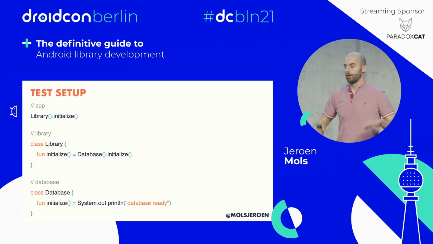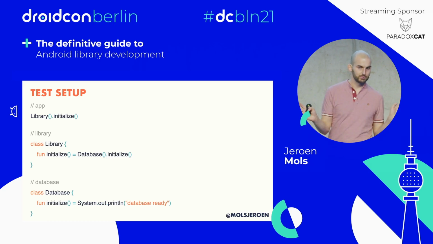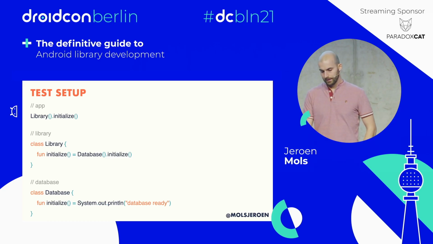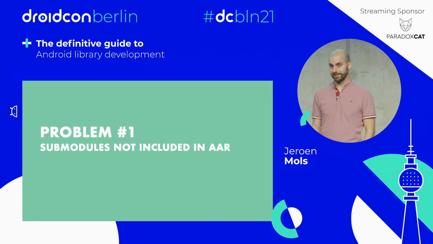We're going to add a bit of simple code in here just to link things together. So the app initializes the library, calls library.initialize. The library initializes the database, database.initialize, and the database just prints out something. Okay, let's see whether that works or not. And you can already see it's not going to work.